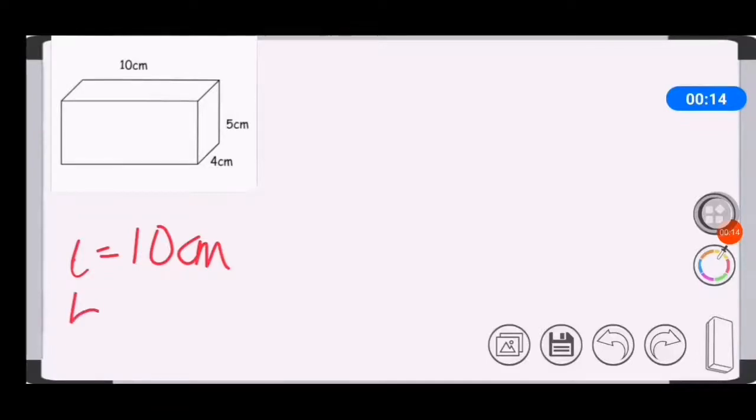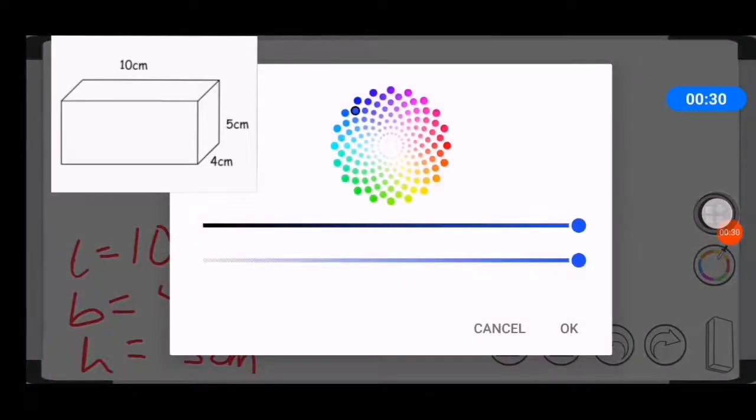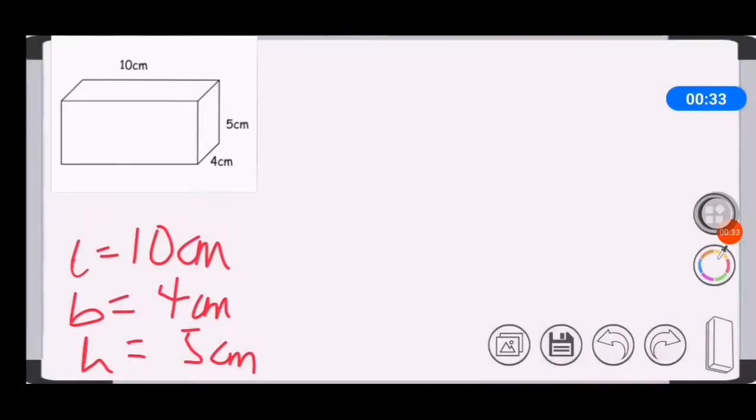So looking at the example on screen, we can see that our length is 10 centimeters. Our breadth is 4 centimeters, and our height is 5 centimeters. Okay, so always you need to write down these 3 pieces of information, as those are the ones you are going to use in our working. All right, and we said to find the surface area, we find the area of all the 6 faces.